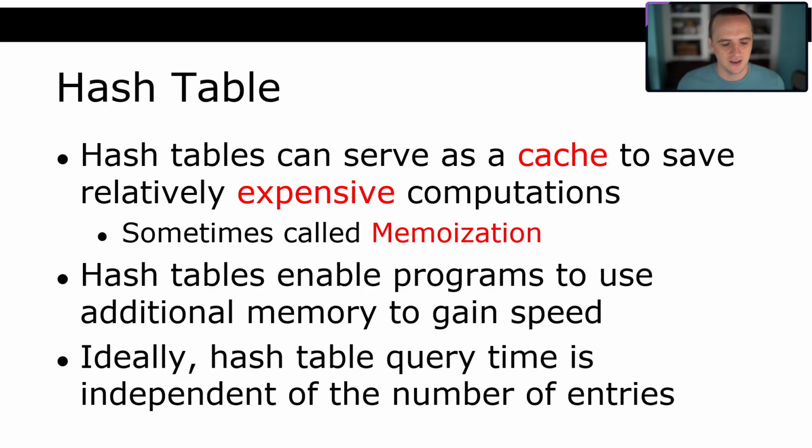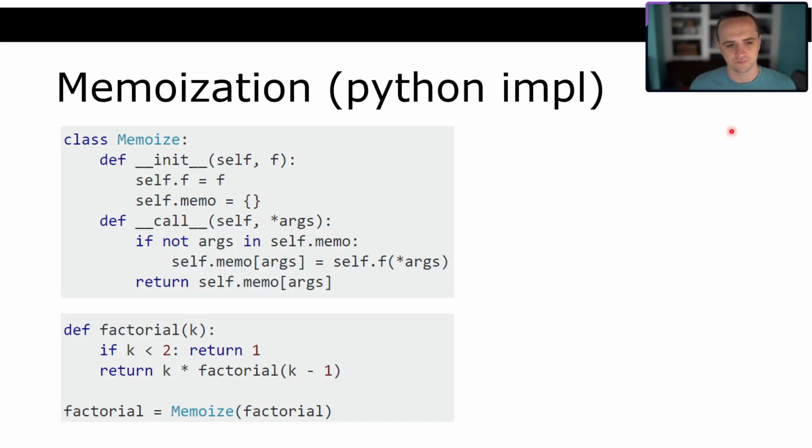So ideally, hash table query time is independent of the number of total entries. So you don't want your hash table to just be a list, right? Because if it's a list, every time we add something to it, it's getting more and more expensive to look up next time. So if we have a good hash table with a fixed size, this can be really important. So let's look at this.